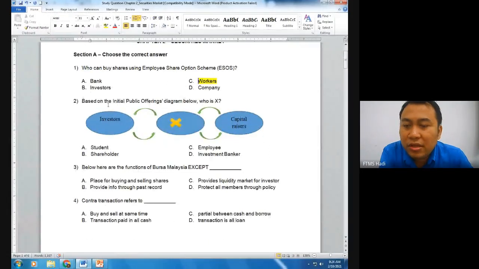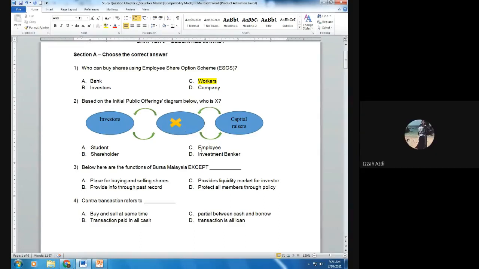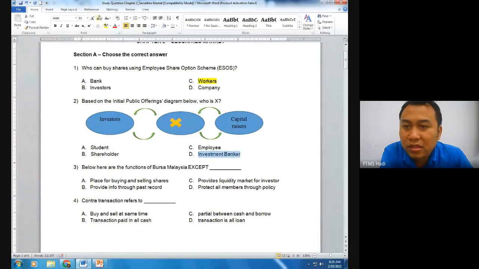The second one, based on the initial public offerings diagram below, who is X? Student, shareholder, employee, or investment banker? Investment banker. Yes, correct, because they are the ones who manage the transaction between those two.